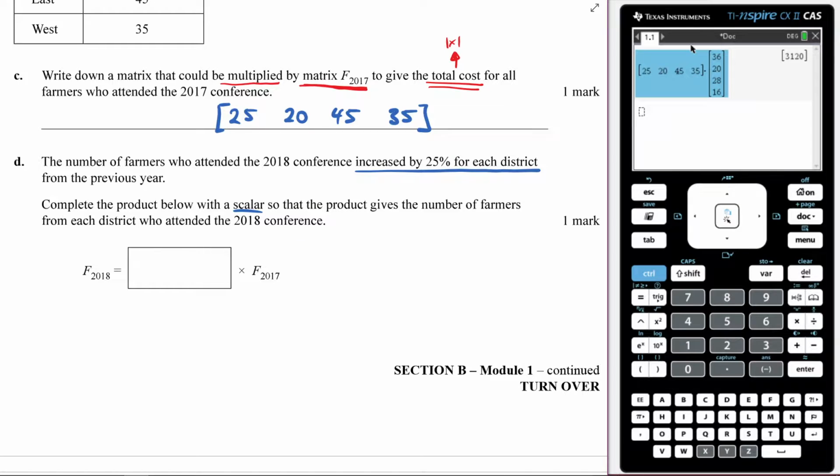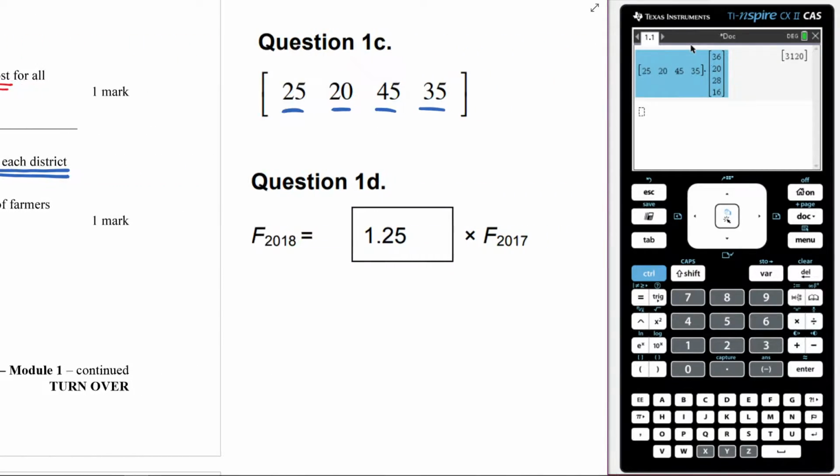So what we know is that the number of farmers who attended the 2018 conference increased by 25% for each district. So each district increased by 25%. So what we're going to do is write in here 1.25. And that's going to be our answer because this is telling us that it's increasing by 25%. That's what that 1.25 tells us. And again, that's our answer.